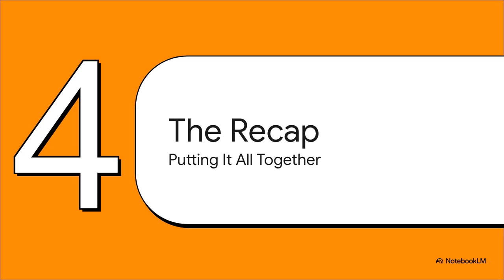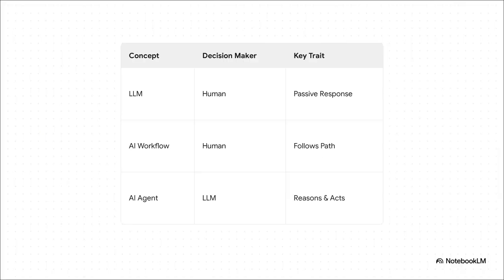Okay, let's pull all of this together. We went from basic chatbots all the way to these autonomous agents. It's a lot, I know. So let's do a quick side-by-side recap to make sure it's all locked in. This chart really lays it all out. On level 1, the LLM, who's the decision maker? The human. And its main trait? It's passive. It just waits.